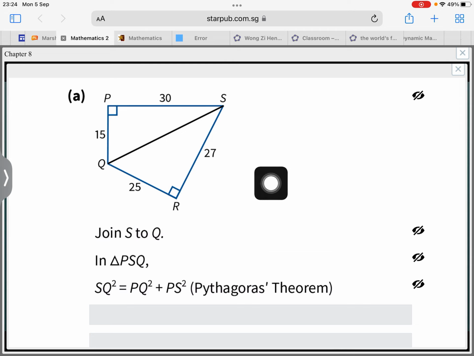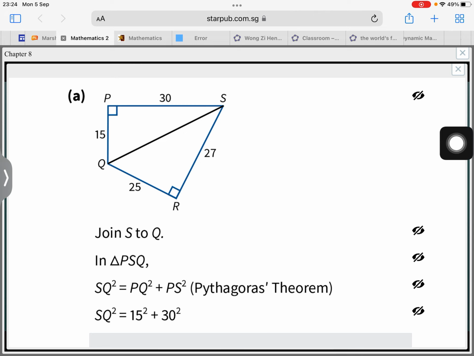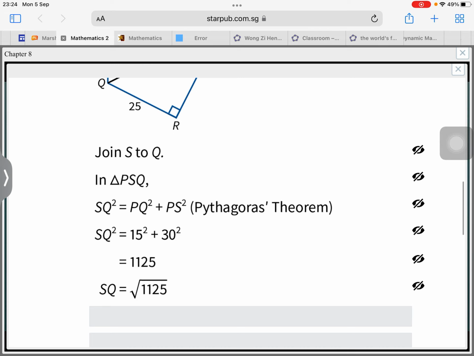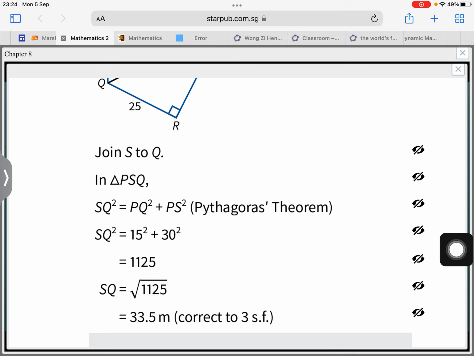Using Pythagoras theorem, SQ, the hypotenuse square, will be PQ square plus PS square. Do a substitution, 15 square plus 30 square. You realize that SQ square is 1125. Take note, so SQ will be plus minus square root of 1125. SQ will be 33.5 meters. Reject negative 33.5.